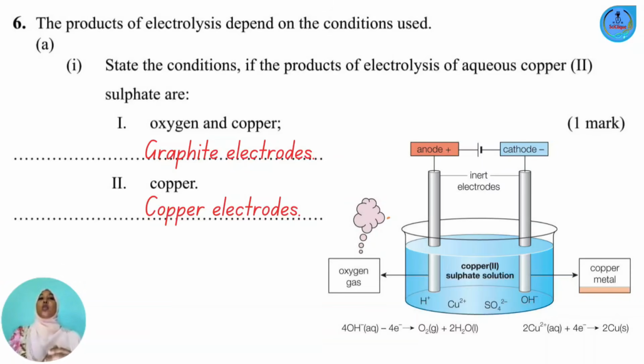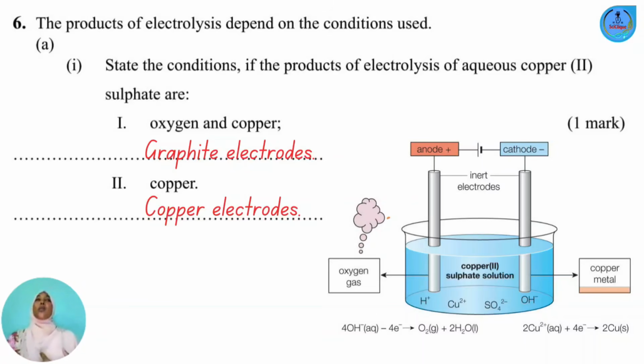So if we were to use graphite electrodes, at the anode, you will always have oxidation, the loss of electrons. So you are going to have oxidation happening, and the oxidation is, oh, I just realized something. Disregard the half equation for the hydroxide ions, yeah, disregard it. It's wrong. The electrons are supposed to be on the other side of the equation.